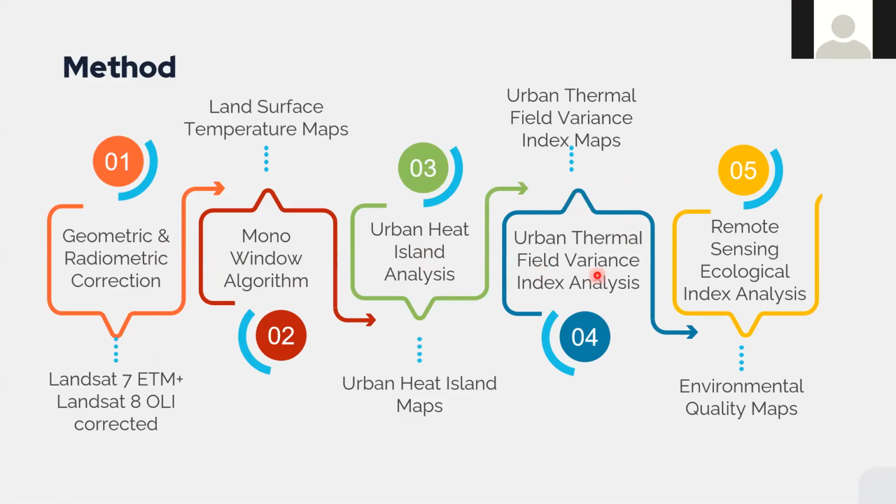And then we calculate the urban thermal field variance index to measure the intensity of urban heat island and the thermal comfort. The last, we calculate the remote sensing ecological index based on four indices. The first is the normalized difference built-up and bare soil index. The second is the normalized difference vegetation index, and then wetness from tasseled cap. And the last is the mono-window algorithm land surface temperature. Then we integrate the four indices using principal component analysis. Then we use PC1 and normalize the value. The result is environmental quality maps that have values from 0 to 1.